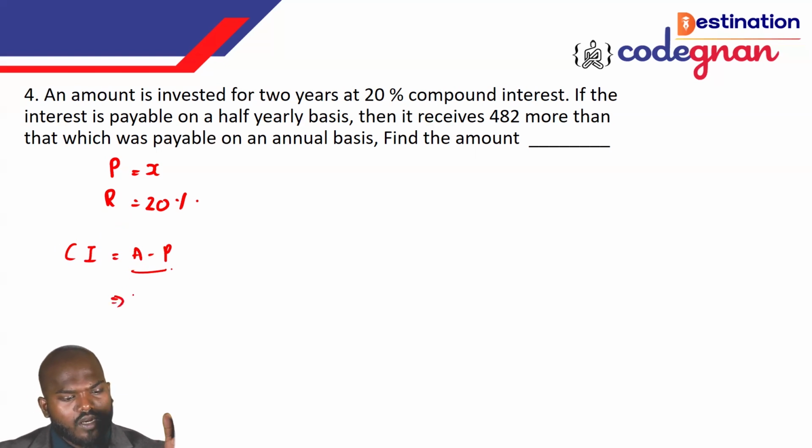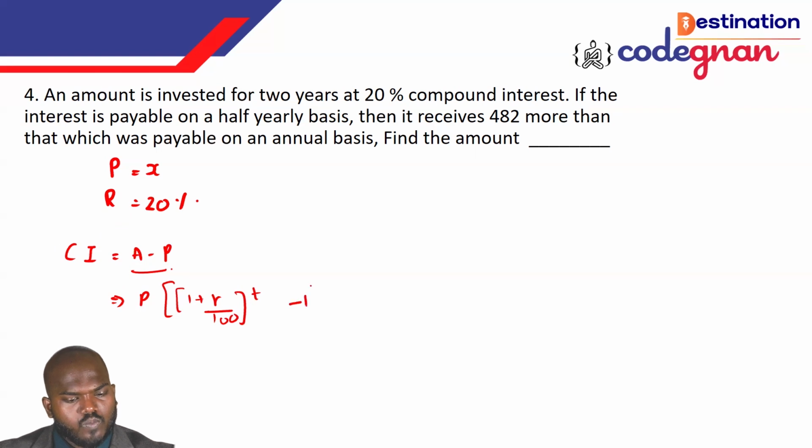If you apply the formula of the amount, we can derive it by taking P as common on both sides. We can say that it is P times (1 plus R by 100) to the power T, minus 1. Once you have this, you just apply the values. Let P be X, I'm calling it X, with 1 plus R by 100 to the power T.